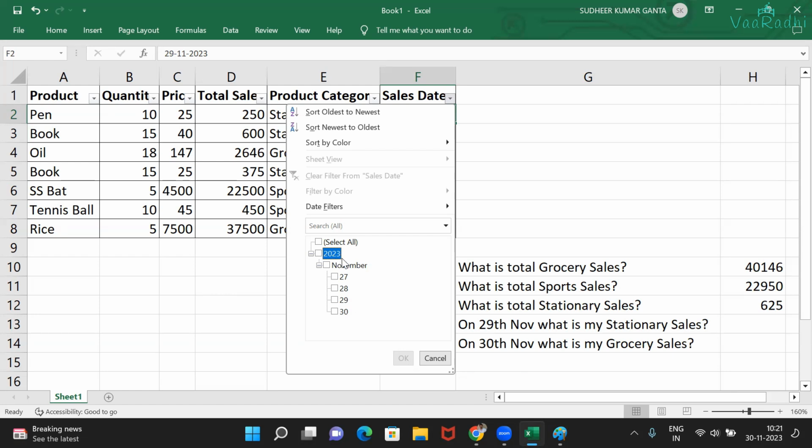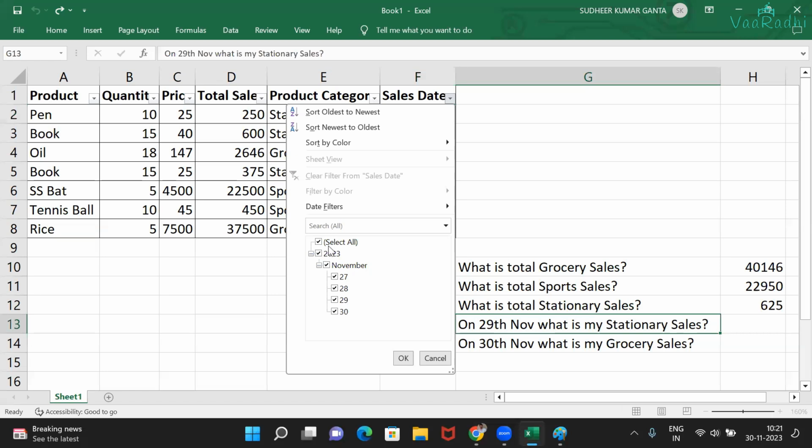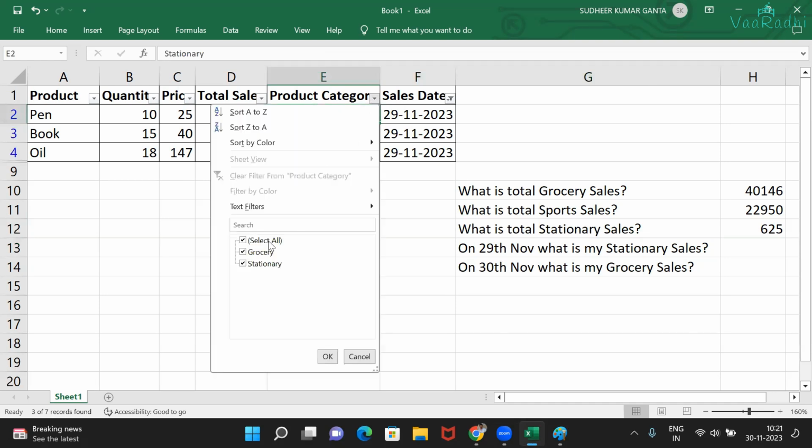Clear so far with the sales, how Excel is able to apply a filter on a date column? Clear, everyone? So here, as per my question, within the date 29th November, I deselect everything and go to 29th November. Within the 29th November, how many stationery sales happened? I'll simply select stationery.